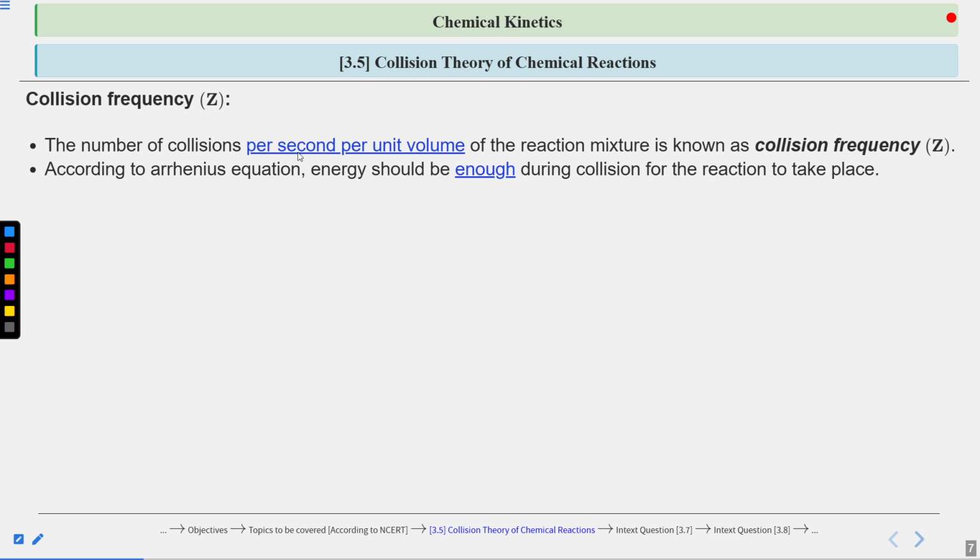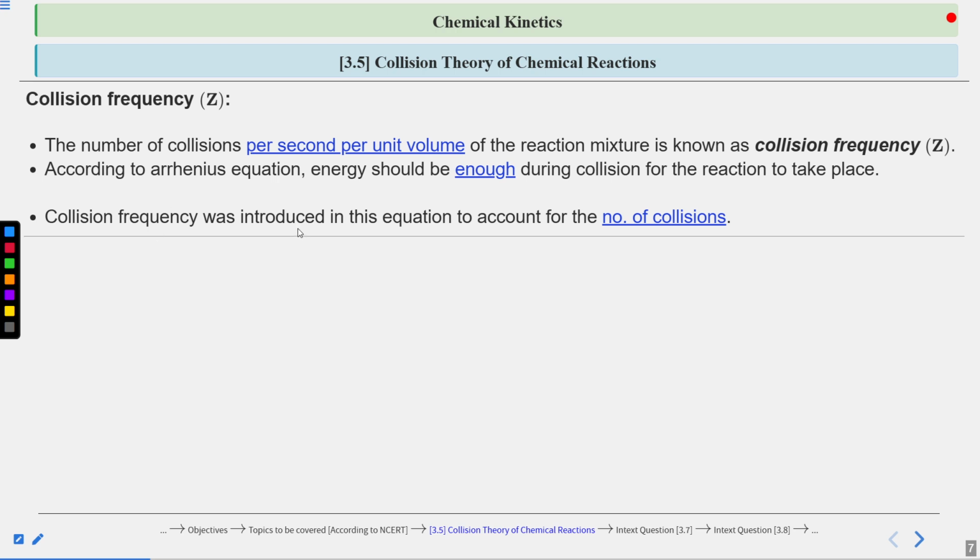According to the Arrhenius equation we have studied, the energy should be enough during the collision for the reaction to take place, that is, for the production of products. So collision frequency was introduced in this equation to account for the number of collisions.